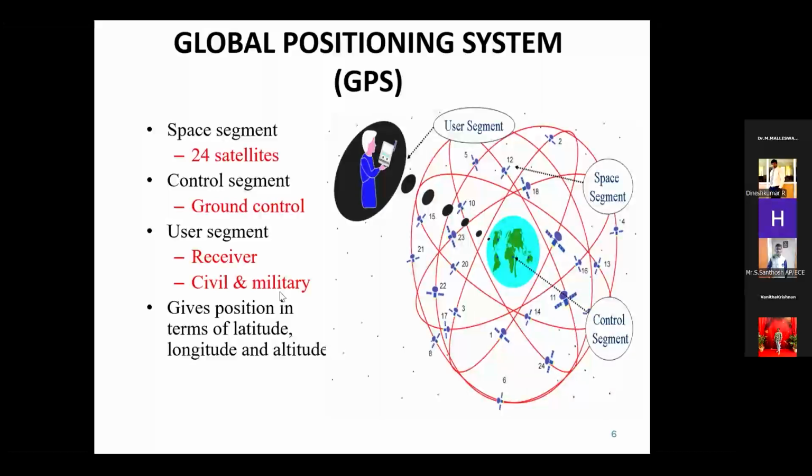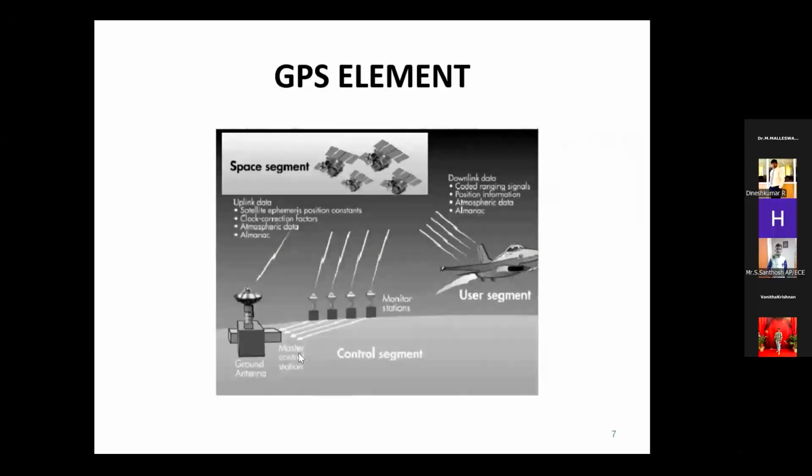Okay, so using this GPS, which is satellite-based navigation, we are able to position any object or vehicle in terms of latitude, longitude, and altitude. Altitude comes into the picture when you have air vehicles, right? Then, in case, the GPS has three segments: space, user, and ground segment.